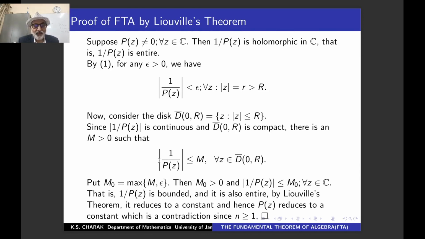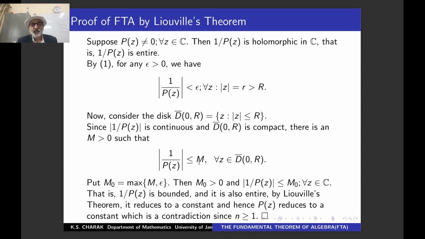So for this entire function 1 upon p(z), its modulus has two kinds of behavior. Outside the circle, it is going to be less than epsilon, and on the circle and inside the circle, it is going to be less than or equal to M. So if I pick the maximum of these two, epsilon and M, if I consider M naught to be the bigger one of the two, then modulus of 1 upon p(z) will be less than or equal to M naught anywhere on C.